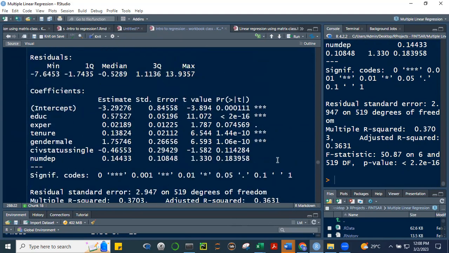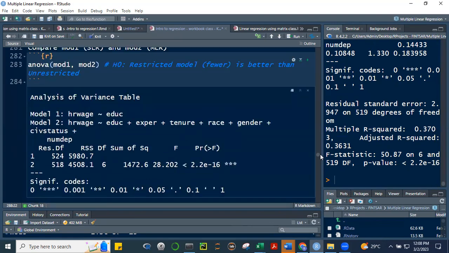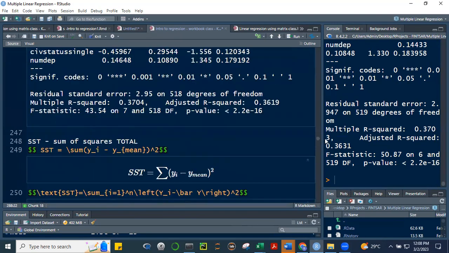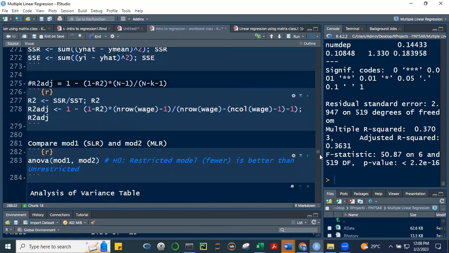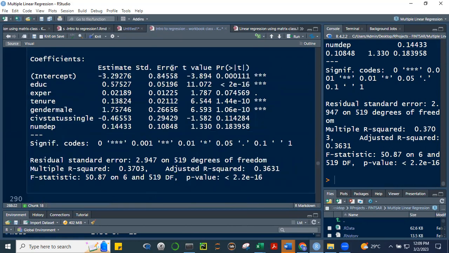Wait, take note ha. Si multiple R squared ng original model natin 37.04. Okay, 7 yung predictors natin dito. Mas mataas yung multiple R squared niya kaysa dito na 6 lang. Kanina 37.04, ito 37.03. So proof that when you increase your predictors, tataas talaga yung multiple R squared natin. But not necessarily the adjusted R squared. Kasi si adjusted R squared, ipe-penalize natin yung model natin for adding more predictors.